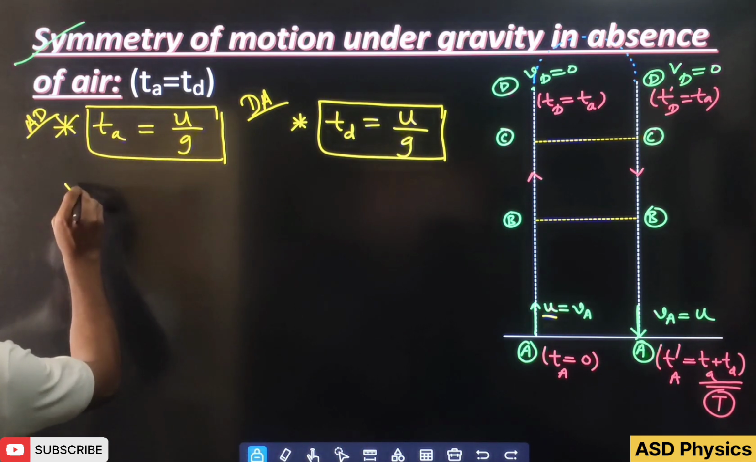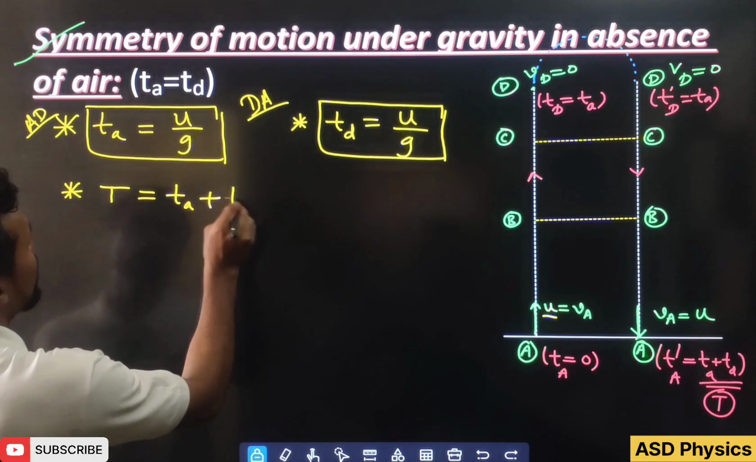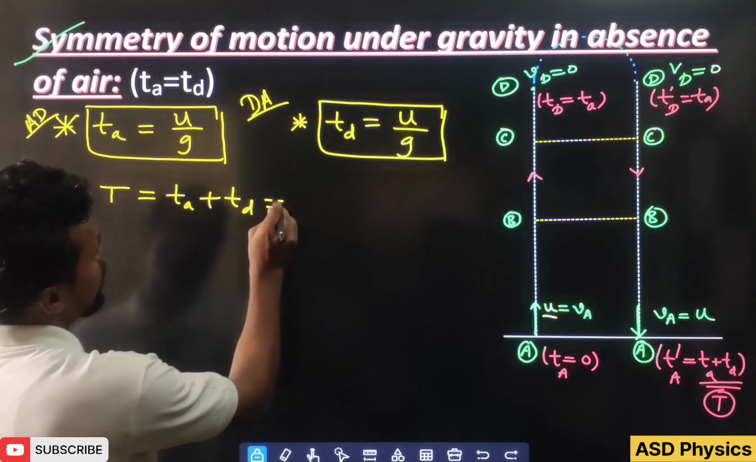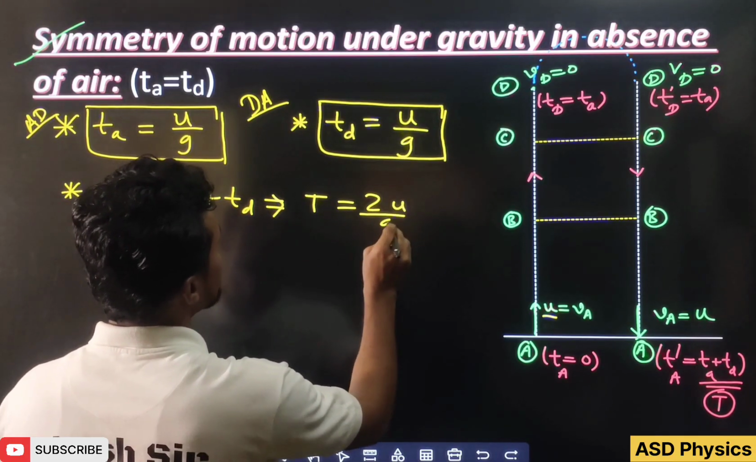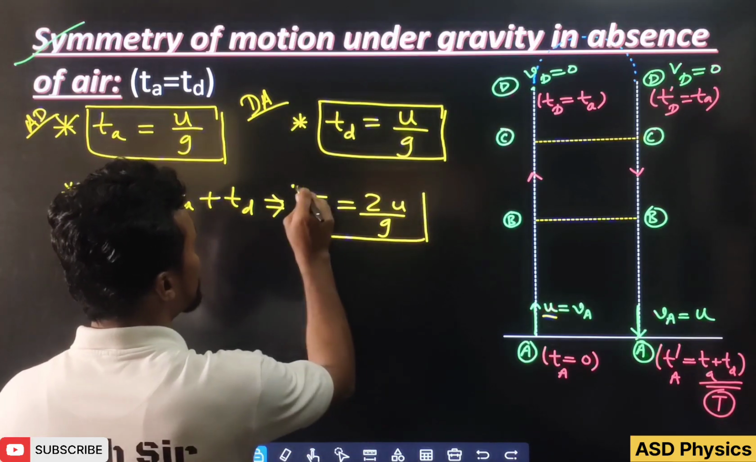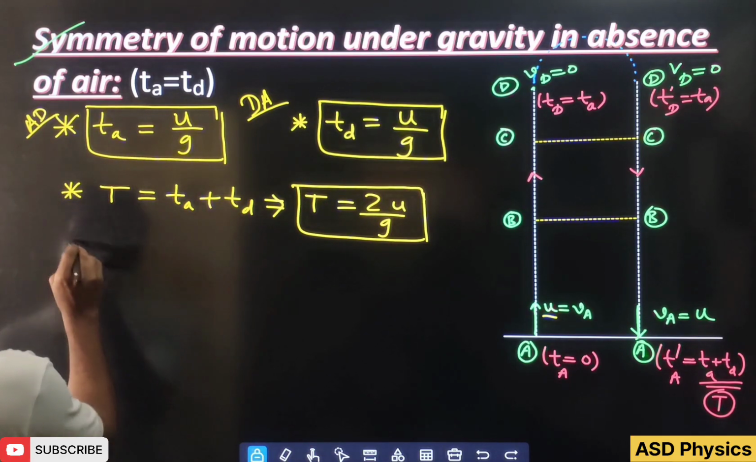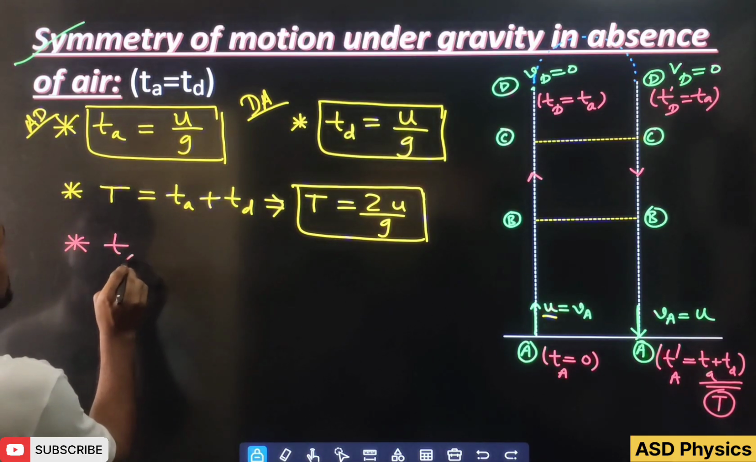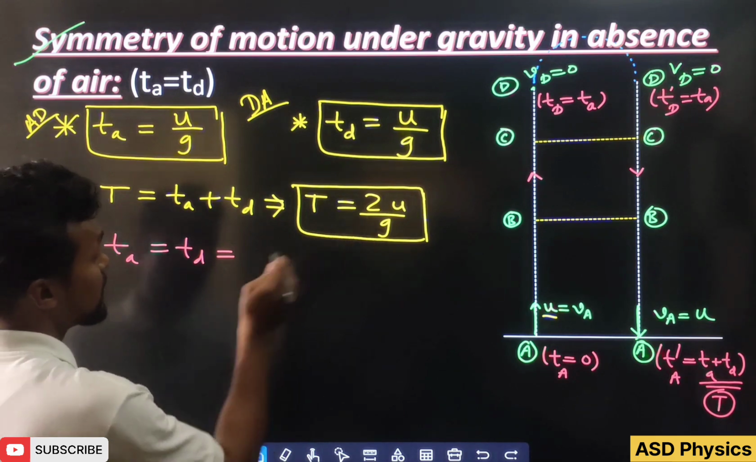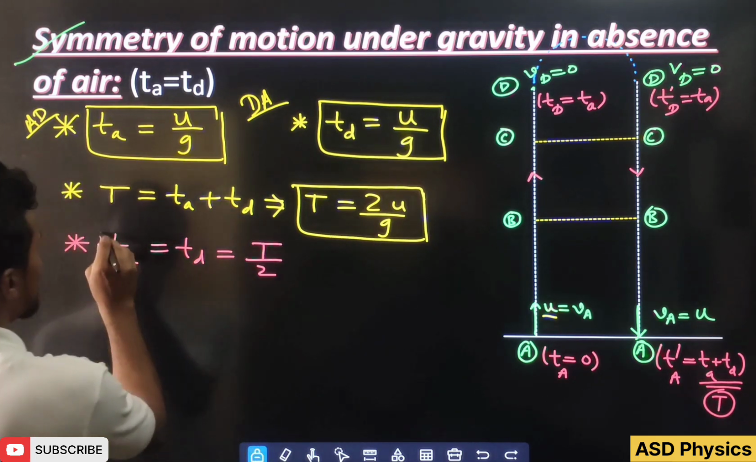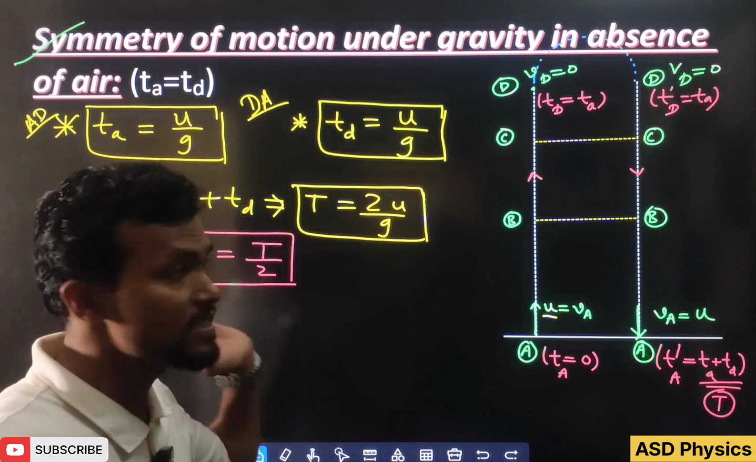And one more thing, time of flight. Time of flight is time of ascent plus time of descent. So we can tell U by G plus U by G, so time of flight will be 2U by G. Remember that, 2U by G. Or from one more formula point of view, time of ascent is equal to time of descent, U by G, and it becomes half of the time of flight. Now this formula is also important. I think up to this is very clear.